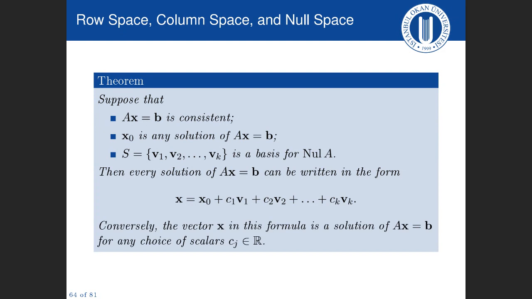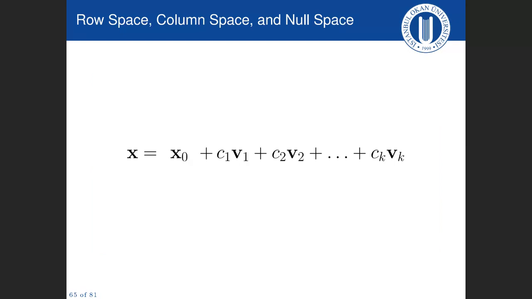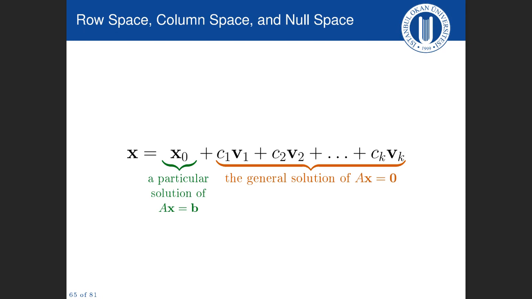Conversely, the vector x in this formula is a solution of AX equal to B for any choice of scalars Cj. So let's just talk about this briefly. We're writing our solution like this: x0 plus C1v1 plus C2v2 plus dot dot dot plus CKvk. So we have a particular solution, or one solution of AX equal to B, and then we get to add on a linear combination of the vectors in the null space.